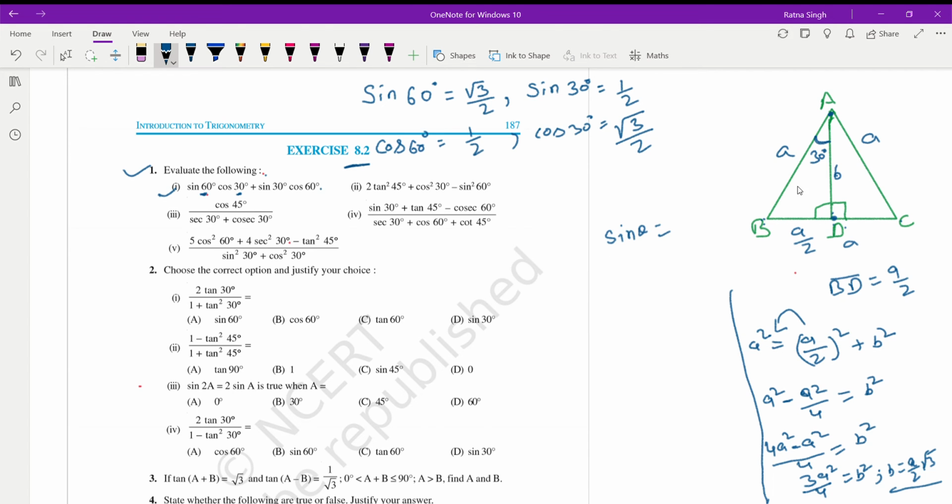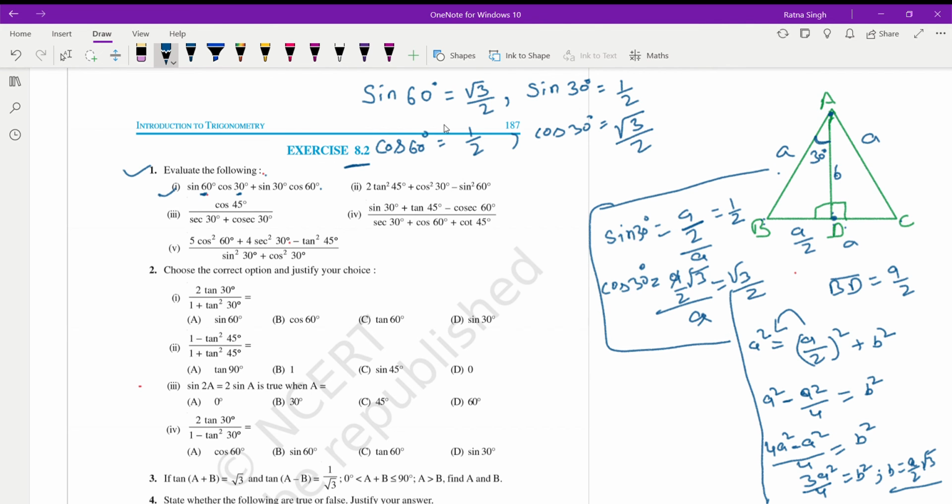and now sin 30 will be what? Perpendicular upon hypotenuse, that is A by 2 by A, which is equal to 1 by 2, and I am writing here 30 instead of theta. Sin 30 degree, and cos 30 degree we have derived: it is A by 2 root 3 upon the hypotenuse, cancelling this, it is root 3 by 2. Following this process only, we can derive all these formulas for different angles.